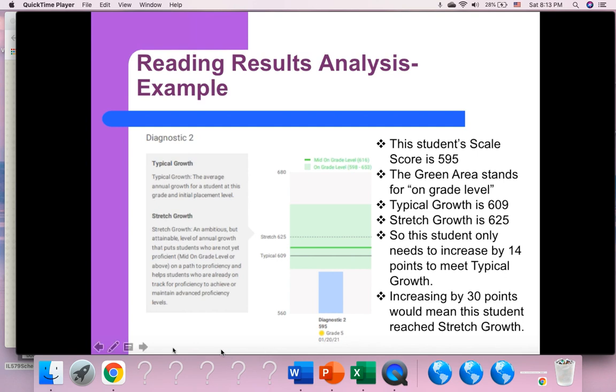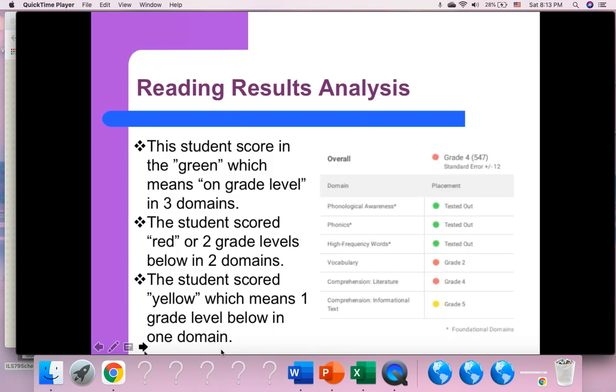So we'll just go on to the next slide and tell a little bit more information about the reading report. If you look at the right side of the child's report, you'll see some green, red, or yellow dots. Remember earlier we talked about phonological awareness, phonics, and high frequency words as being an elementary level set of skills. On this particular one, this child tested out on those. They scored on grade level. Green pretty much represents grade level.